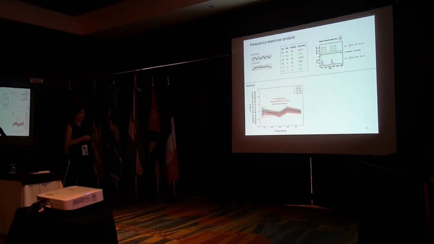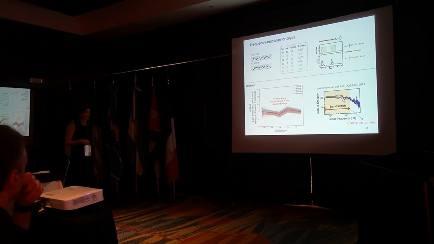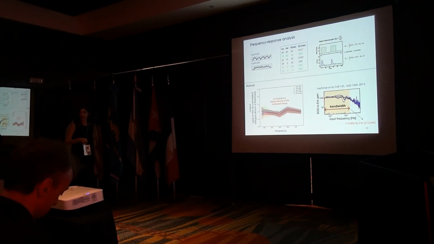Basically, we can say that there's no frequency dependence in the analyzed range, right? We propagated errors here, that's why you see the dispersion, and it's more or less constant. This is in total agreement with previous data in which they measured the ERK gain as a function of the frequency. It is a low-pass filter with a bandwidth of about 2 times 10 to the minus 3 hertz, which is 0.12 in 1/minute. So this measurement was done in the flat part of the curve, right?